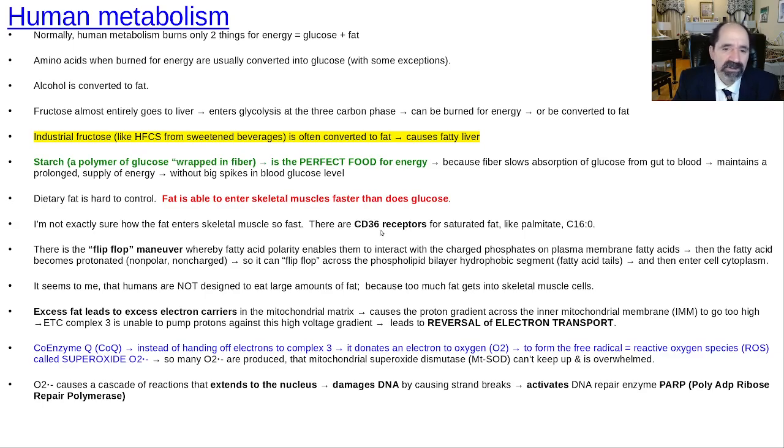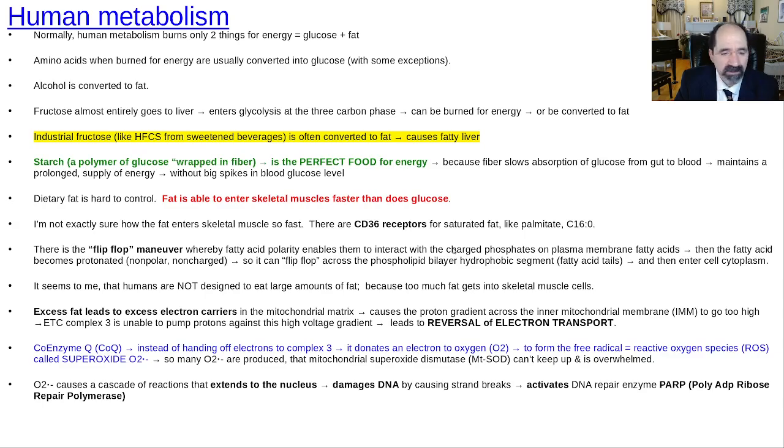There are CD36 receptors for saturated fat, things like palmitate, C16:0, zero double bonds. There's also something called a flip-flop maneuver, whereby a fatty acid can interact with the phospholipid-charged outer component of the plasma membrane bilayer, and then it'll become deprotonated, uncharged, and now it can pass through the hydrophobic, uncharged center of the phospholipid bilayer, and then once it's on the other side, it can then come into the cell. So that's the so-called flip-flop maneuver. And then we talked about CD36 receptors, and there's another transporter mechanism, but I'm not sure about it. It just gets into the cell faster.